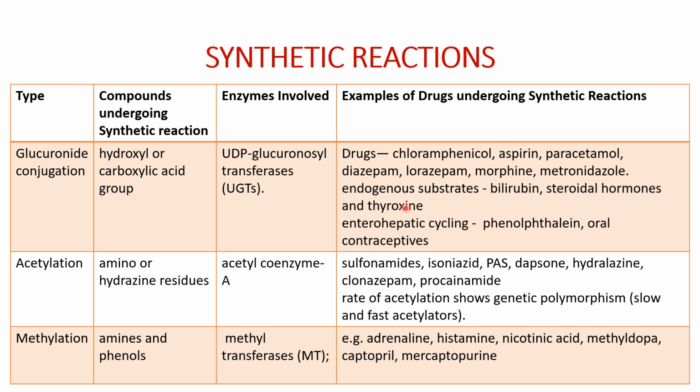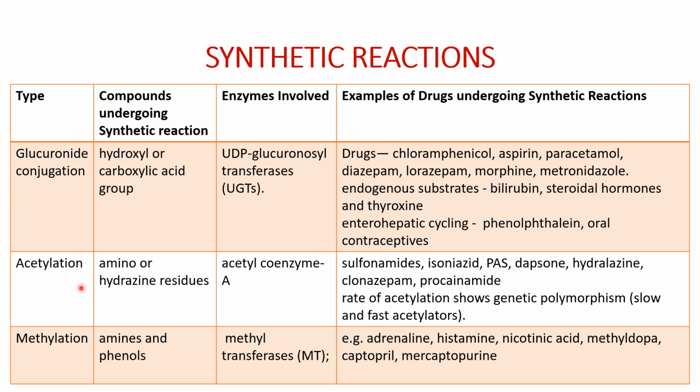And apart from drugs, some endogenous substrates like bilirubin, steroidal hormones, and thyroxine also undergo glucuronide conjugation. The drugs which get conjugated through this reaction may undergo enterohepatic cycling and get reabsorbed back into the systemic circulation. These are examples of drugs which undergo enterohepatic cycling: we have phenolphthalein, OCPs, etc.